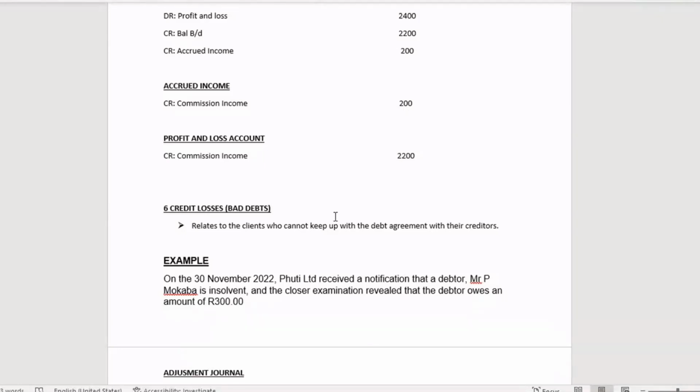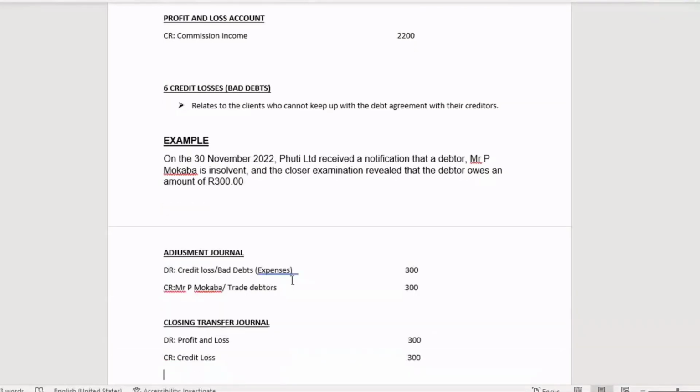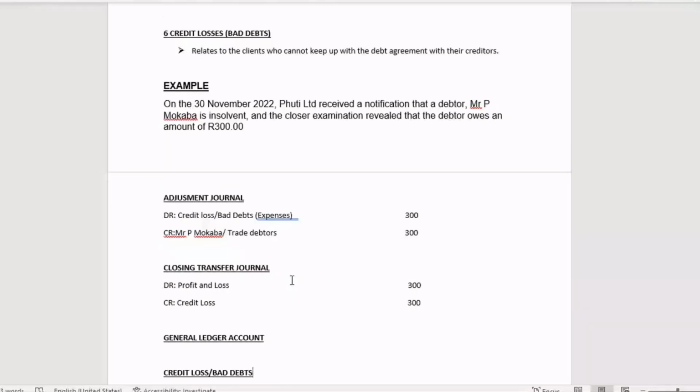Bad debts, which is your credit losses, relate to the clients who cannot keep up with their debt agreement with their creditors, right? And the example would go as follows. On the 30th of November 2022, like a month before closing the books, Protein Limited received a notification that a debtor, Mr. P. Mukaba, is insolvent, and on a close examination, we revealed that the debtor owes an amount of 300 Rand. So this debtor must basically be written off.